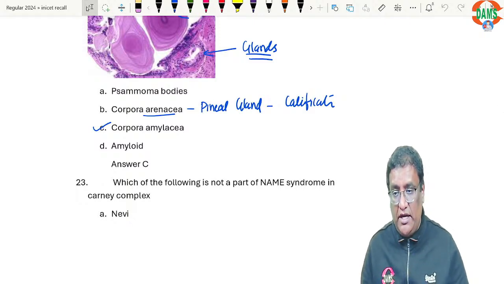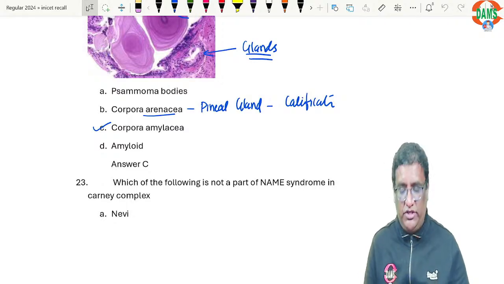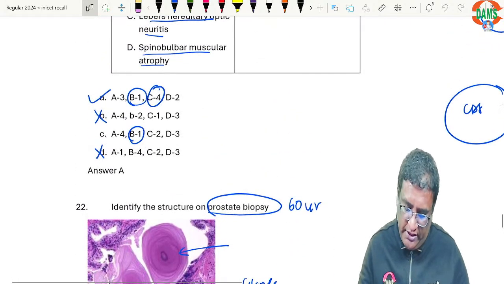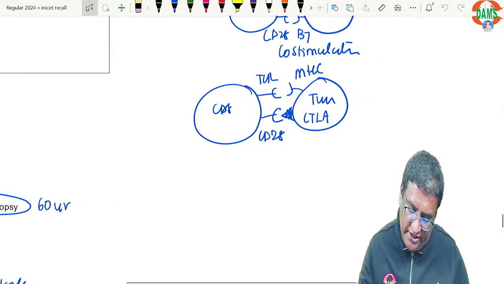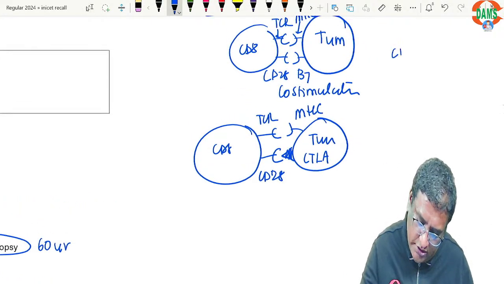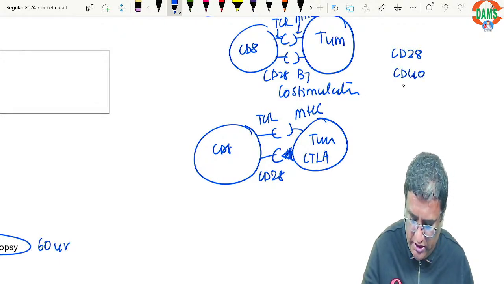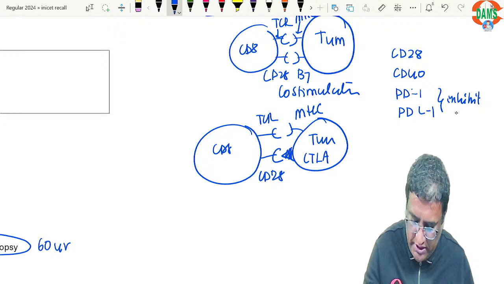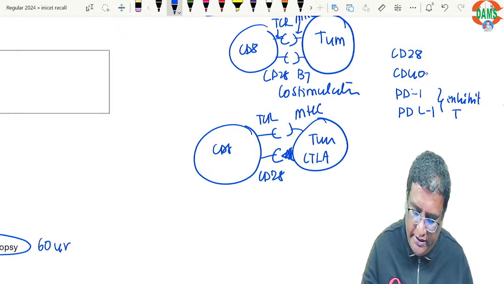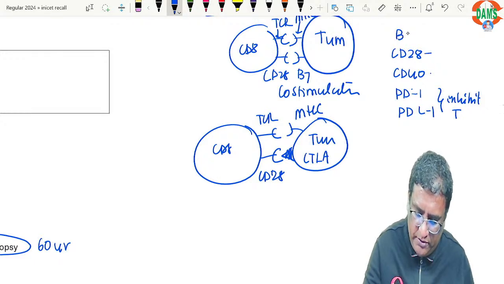If they had asked which is needed for T cell activation, what were the options? Let me say CD28 was the option, then CD40 you said, PD1, PDL1. PD1, PDL1 binding will inhibit the T cell. And CD40, no, this is for class switching. Another option B7 should have been there. These will be activating.